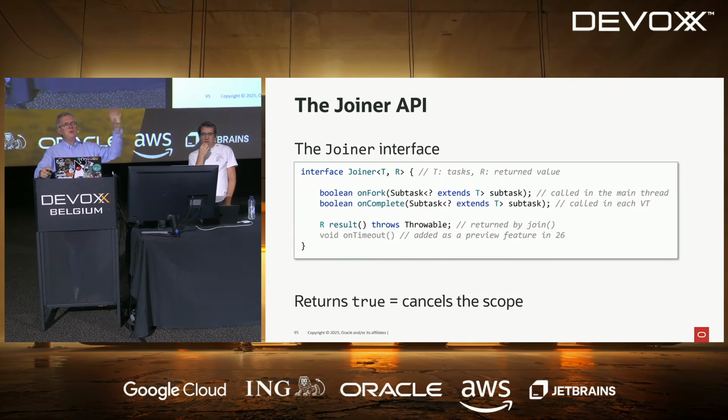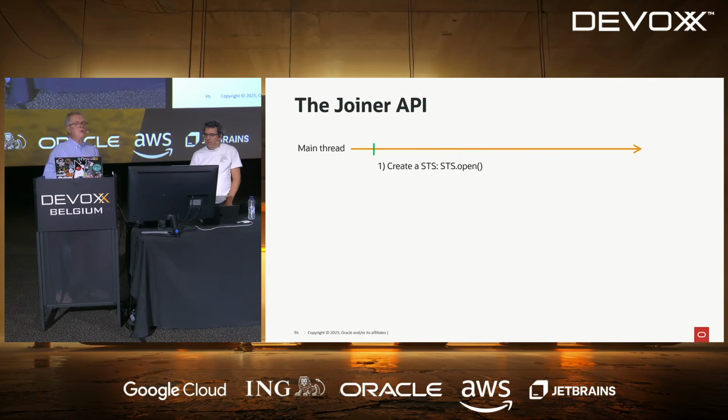Right? When you create your scope object, you can define a timeout, and if this timeout is reached, it will interrupt all the threads, and then it will call this onTimeout callback from your joiner. So you can decide to close things. So if we take a closer look at how the joiner is working, it's working in this way.